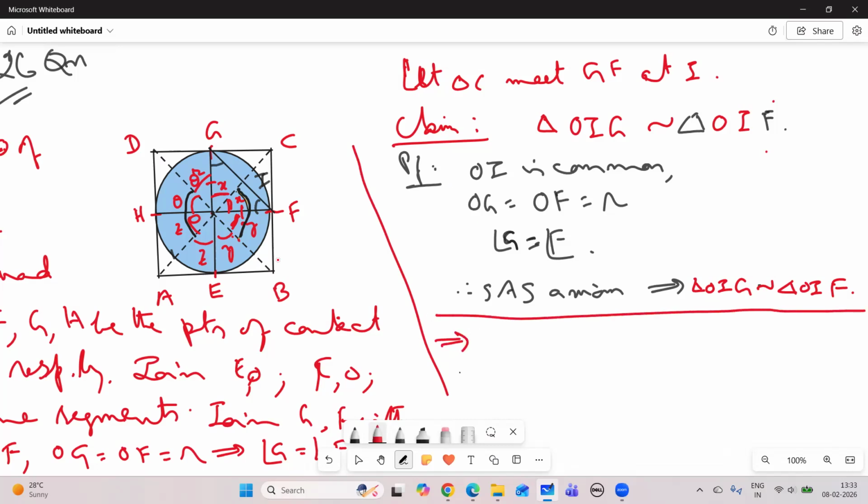So from the claim, what can we obtain? This implies angle GOC is equal to angle FOC. This is a pair of corresponding angles, so they have to be equal. Say that equal value is x.